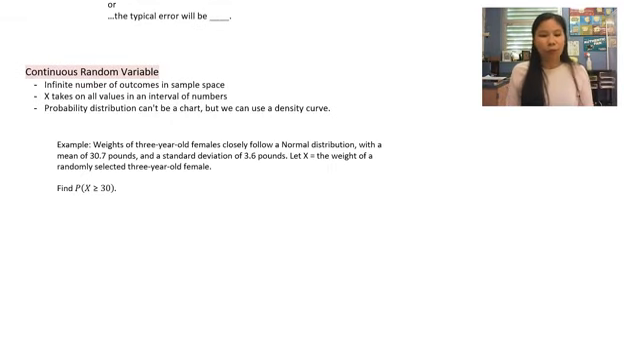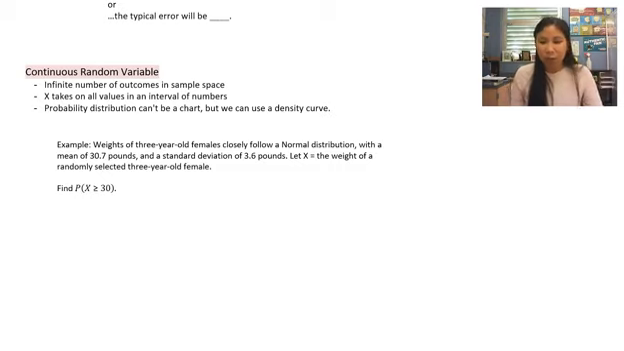Weights of 3-year-old females closely follow a normal distribution, so right off the bat they're saying this is a normal curve, with a mean of 30.7 pounds and a standard deviation of 3.6 pounds. Let x be the variable, the weight of a randomly selected 3-year-old female. So if we're trying to find the probability that x is greater than or equal to 30, in words this would mean what's the probability of randomly selecting a 3-year-old female who is at least 30 pounds.